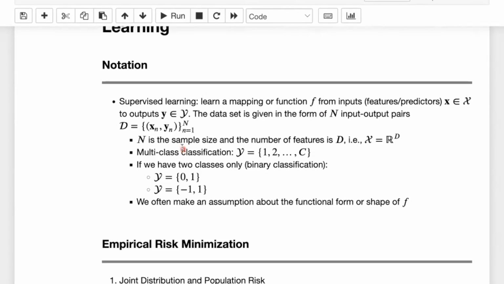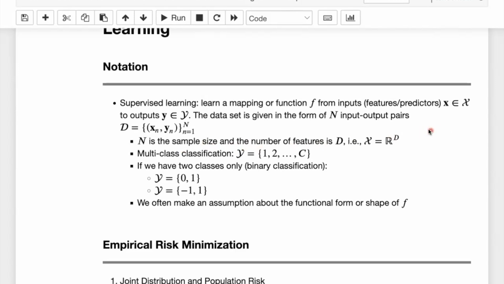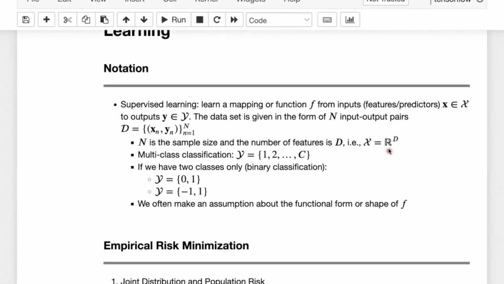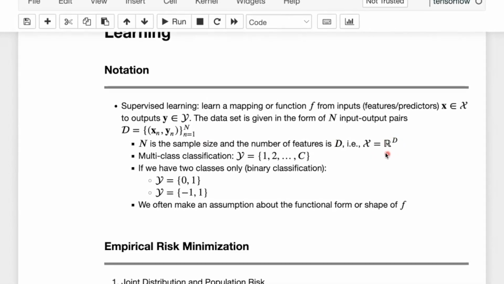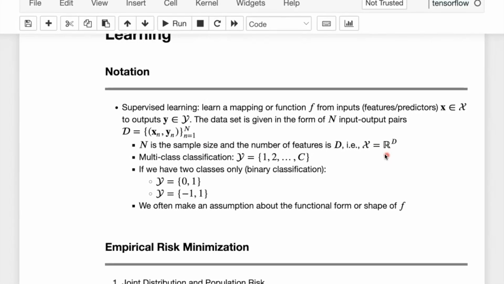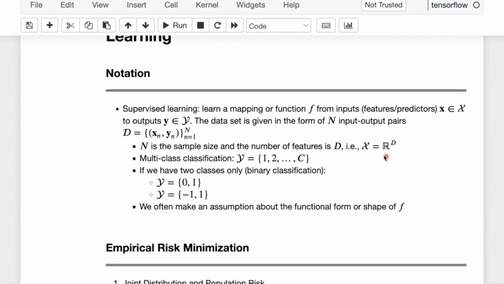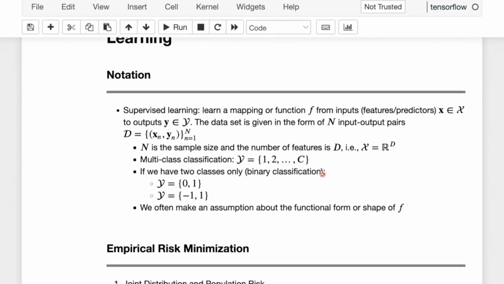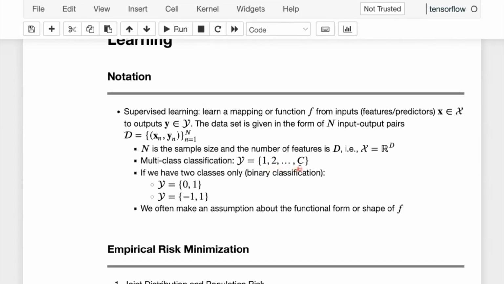And in a simple case, especially when we have tabular data, we can think of the number of features or the dimensionality of this space as being D, meaning that this X is in R^D, where R is the set of real valued numbers. Now, in terms of the outputs, it really depends on whether we are working with classification or regression problems. In classification problems, because we have categorical outputs, and if we have more than two classes, it's very common to label them as 1, 2, up to C.